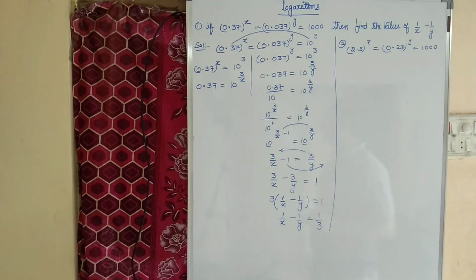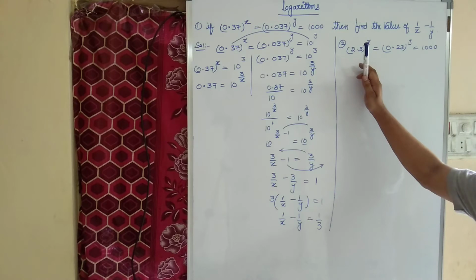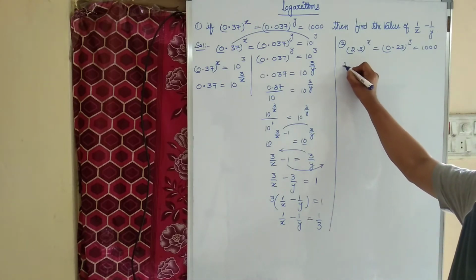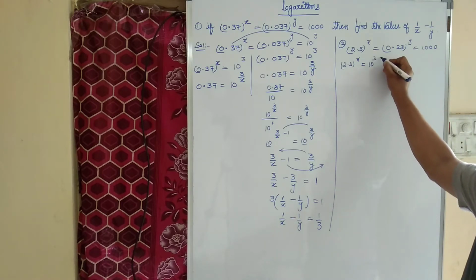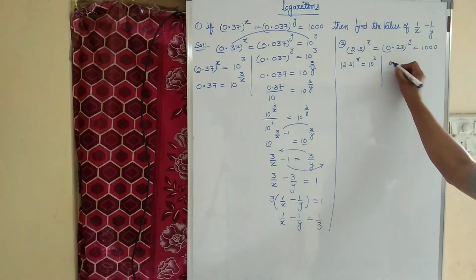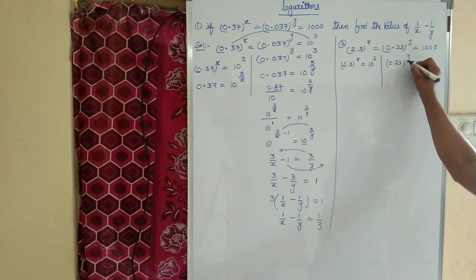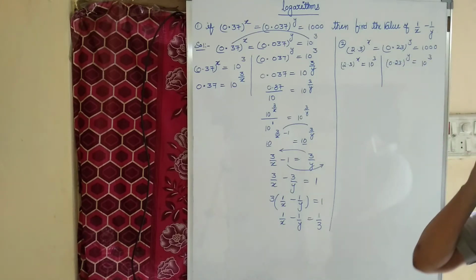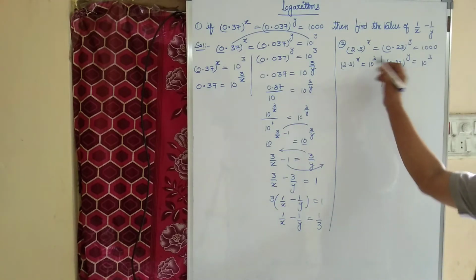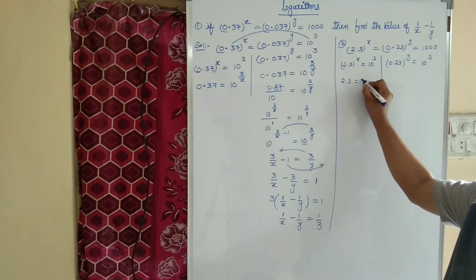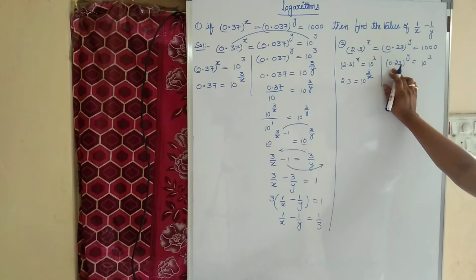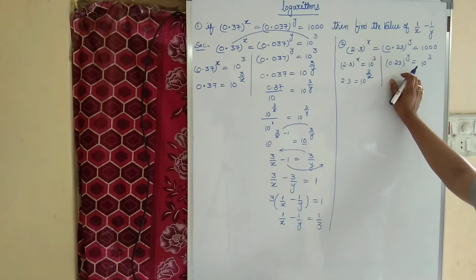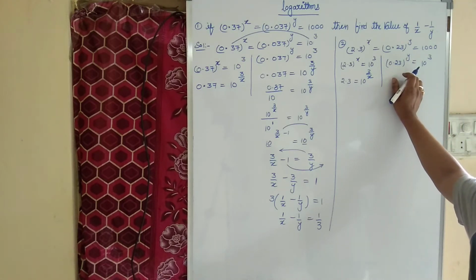Similar question. See, to avoid confusion, once again you listen here. In a similar manner, what do you do? 2.3 whole to the power of x equal to 1000, I can write as 10 to the power of 3. Second one, 0.23 whole to the power of y equal to 1000, I can write as 10 to the power of 3. Right? So x you transpose, this will become 2.3 equal to 10 to the power of 3 by x. Now can you tell me, children, how to write 0.23? 0.23 I can write as 2.3 by 10.